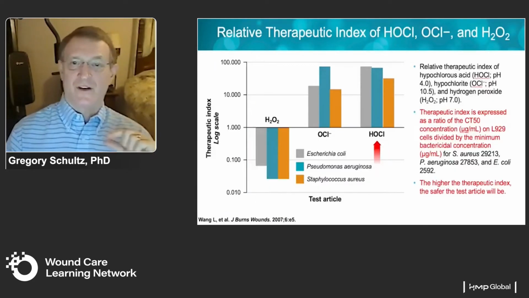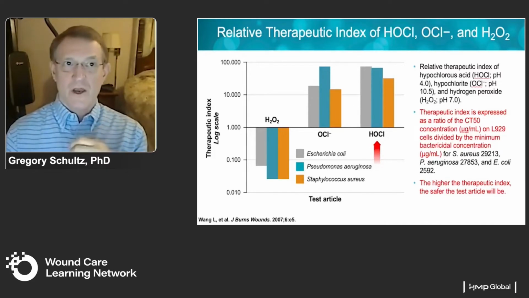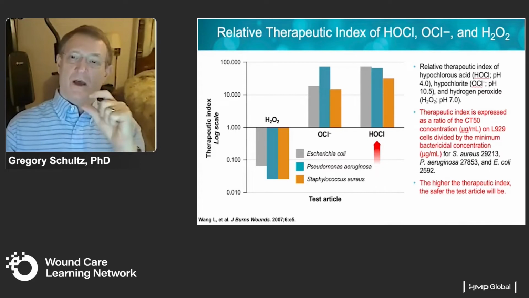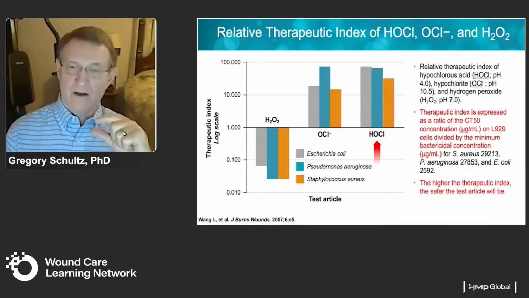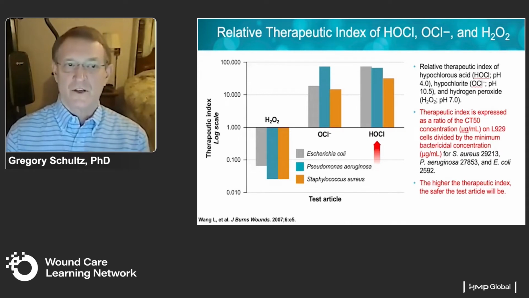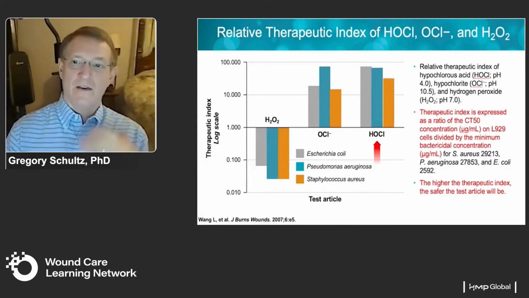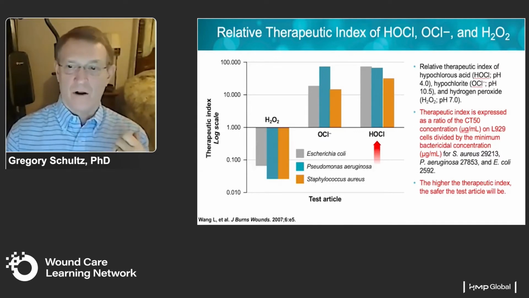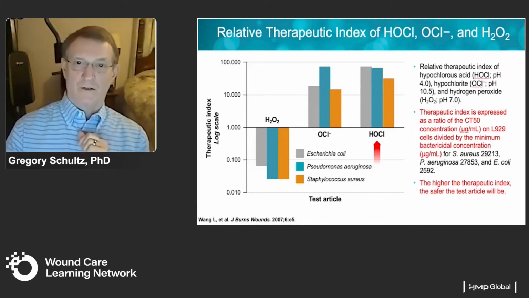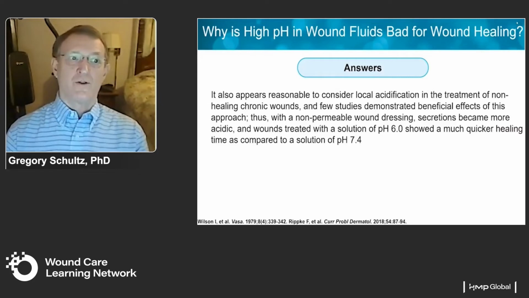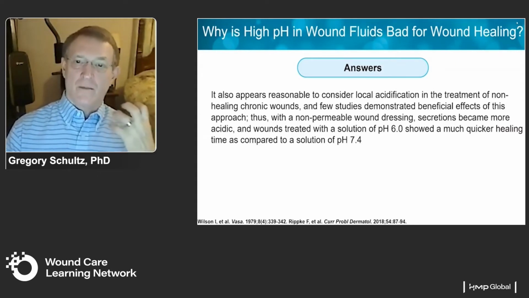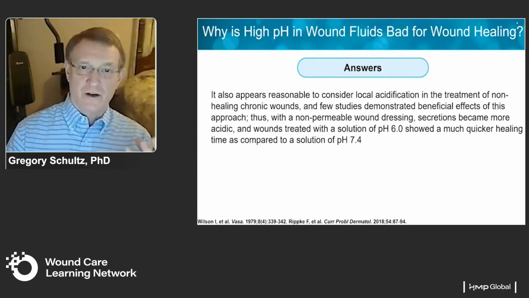Now we can express this in a little bit simpler combined calculation, which is the relative therapeutic index, which is the concentration that is required to provide cytotoxicity divided by the concentration needed to kill bacteria. So we want a high number here. And you can see again on this log scale that hypochlorous acid is far superior as a therapeutic index compared to the sodium hypochlorite. And again, the higher the therapeutic index, the more effective and less cytotoxic the molecule is. So it appears that what we want to do is to try to acidify the wound environment in chronic non-healing wounds to provide a better microbicidal activity and also to reduce cytotoxicity.